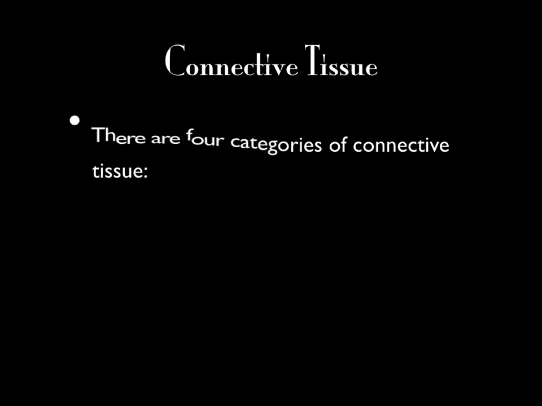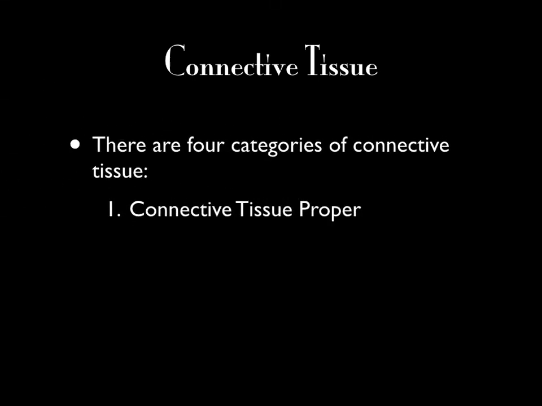There are four main categories of connective tissue: connective tissue proper, cartilage, bone, and blood. And again, you'll look at examples that fit into each of these four categories when you begin looking at the specific connective tissues.